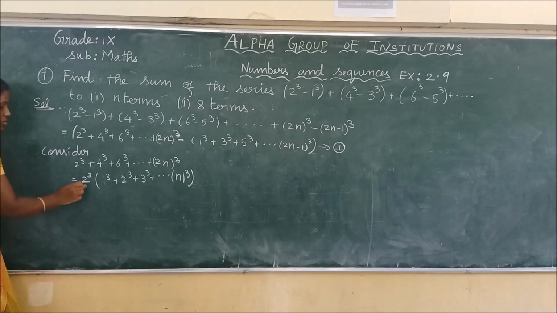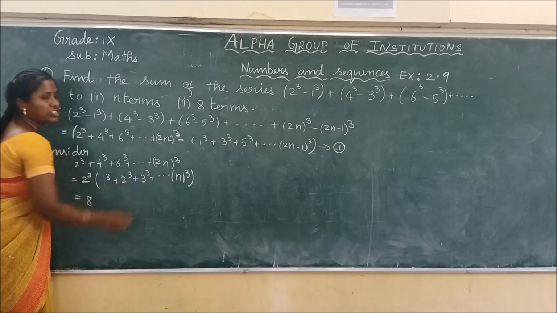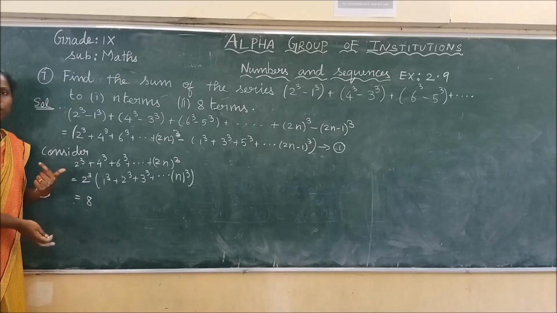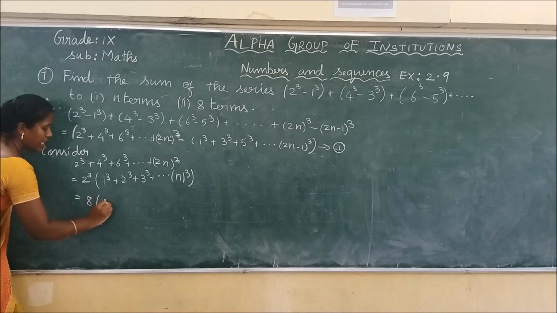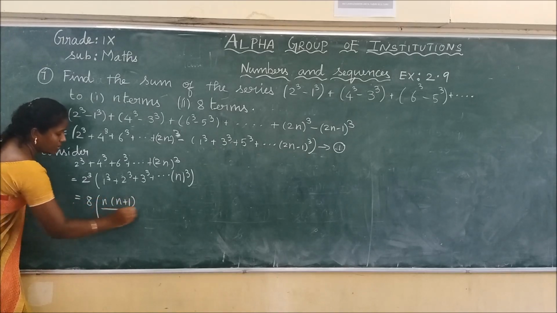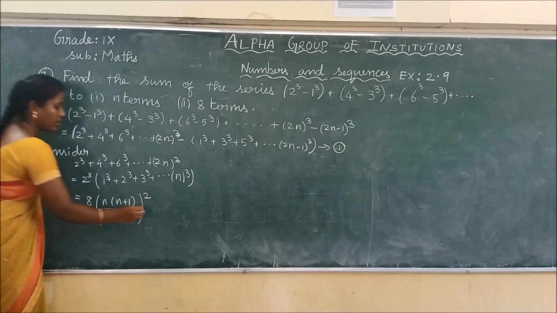Now the cube value is 8. So 8. Here the cubes are of the first n natural numbers, so we can apply the formula directly. What is the formula for the cubes of the first n natural numbers? n into n plus 1 by 2 the whole square. n into n plus 1 by 2 the whole square.